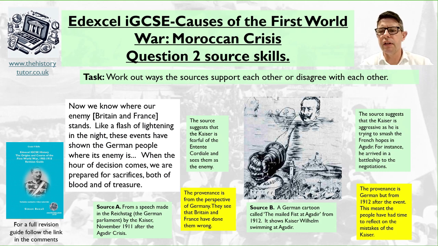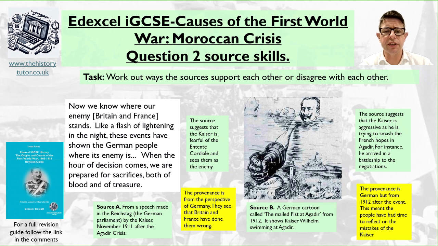For instance, he arrived in a battleship for his negotiations, and that might suggest him in the water is the battleship, perhaps. What about provenance? So A is the provenance from German perspective, of course. They see the British and French have done them wrong.